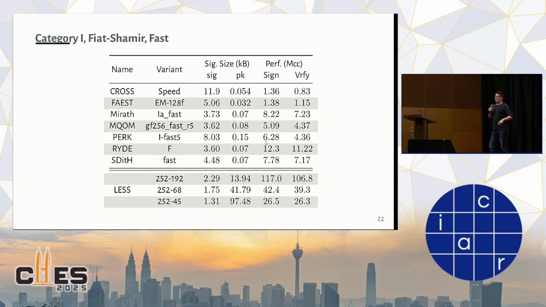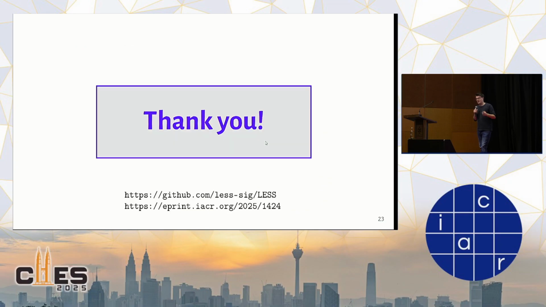And if we are now comparing against the fast sets, so these are the exact same signature schemes, but only those parameters optimized for speed, LESS still has the smaller signatures, but the speed now comes a little bit off. And with this, I want to thank you very much, and I'm ready to take your questions.